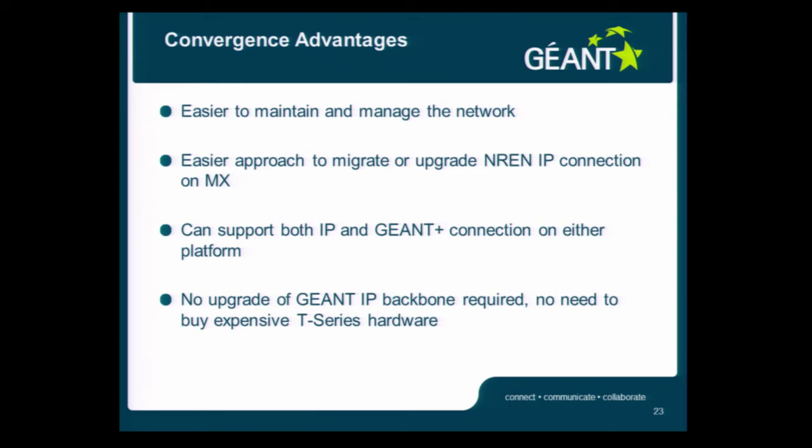This convergence enabled us to deliver more services to the NRENs, and allowed us to upgrade NRENs to 100 gig. So JANET, for example, upgraded to 100 gig. They were the first NREN, and we delivered that on the Juniper MX, and that was only because we were already ready and we had converged the networks. We were able to deliver the service.